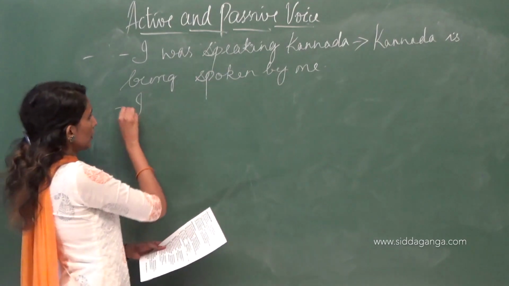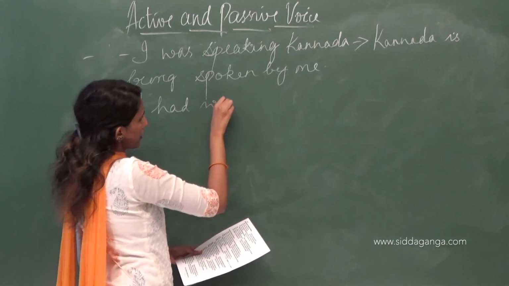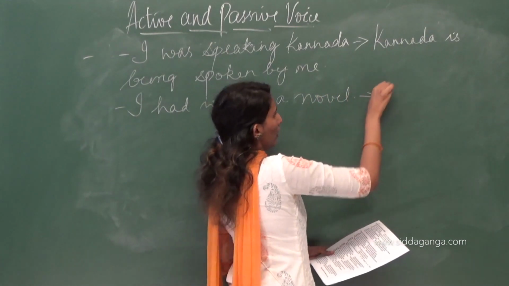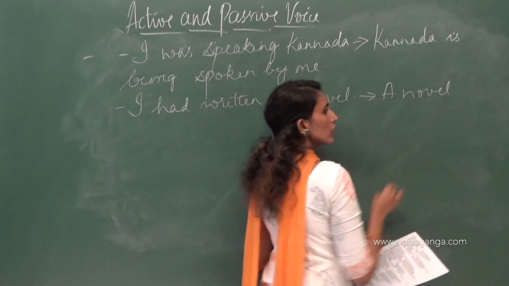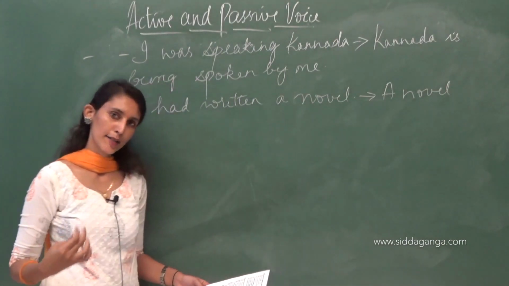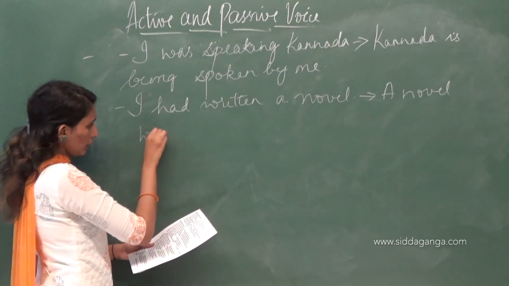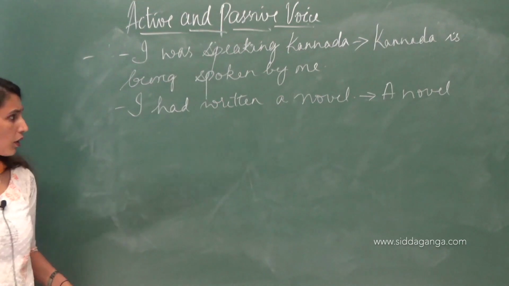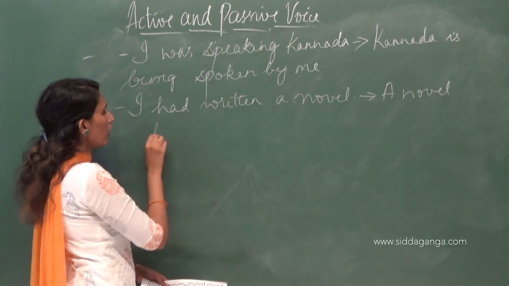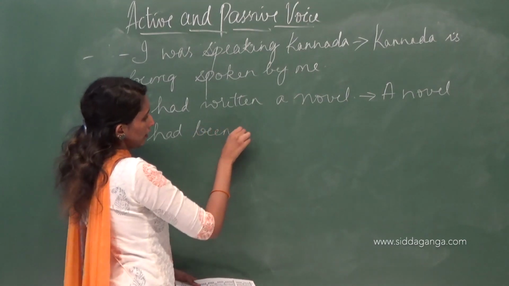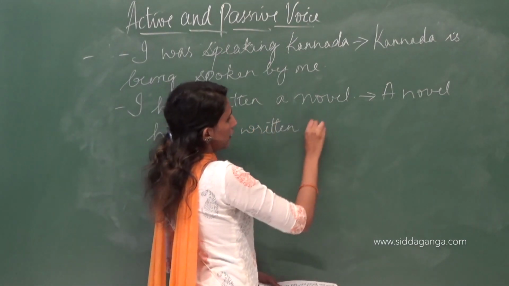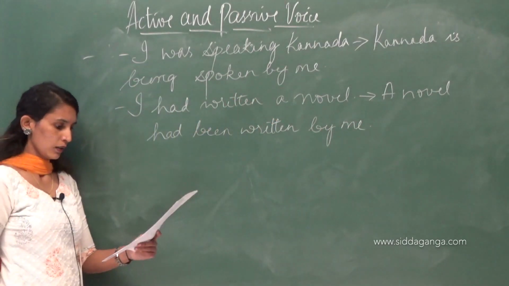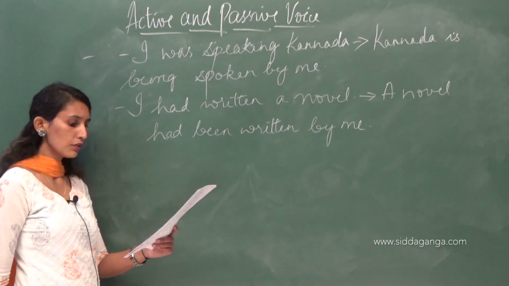I had written a novel. A novel was, sorry, a novel had been, it's already over. He has already written a novel, isn't it? A novel had been written by me.